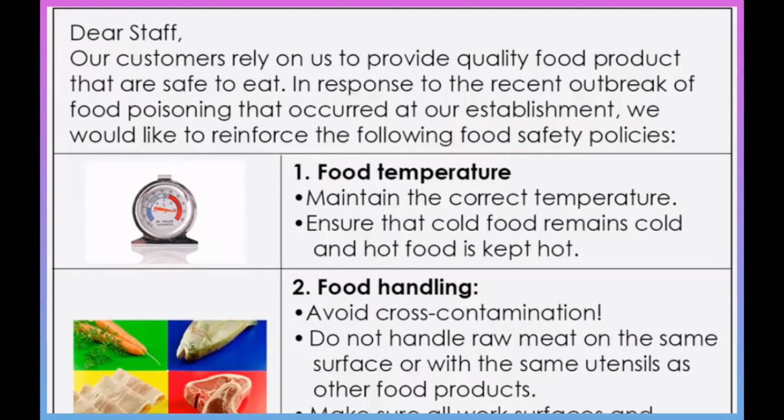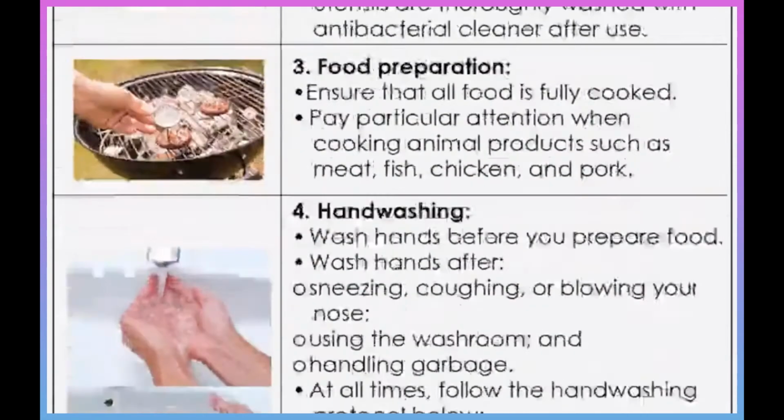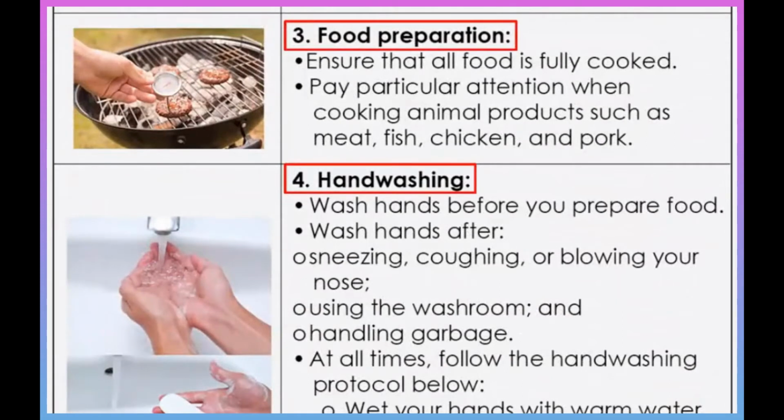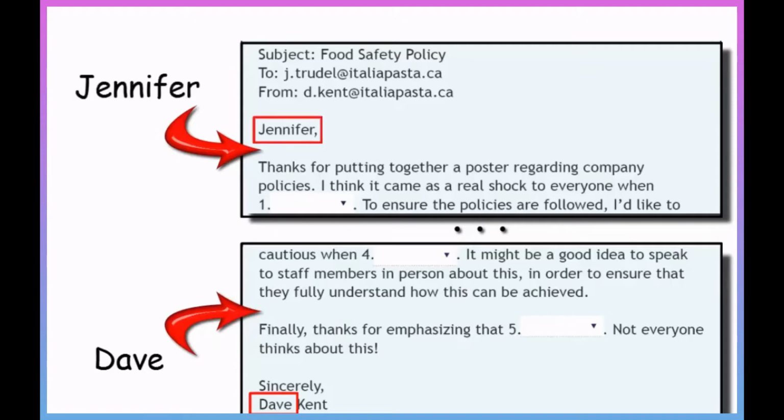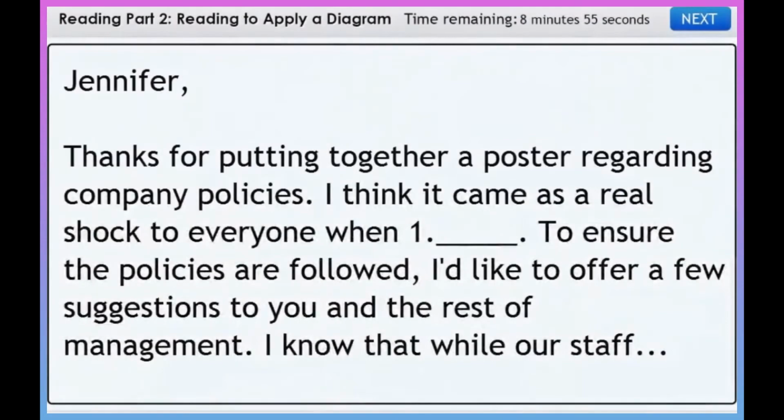Headings are also a great way of skimming for main ideas. In this case, I can see that the headings are about food temperature, food handling, food preparation, and hand washing. Each heading also has a number of smaller points that follow it. I can also quickly skim the email on the right. Remember that this email always references the diagram. In this example, I can tell that Dave is writing this email to Jennifer. So who are these people? Maybe I can find out.